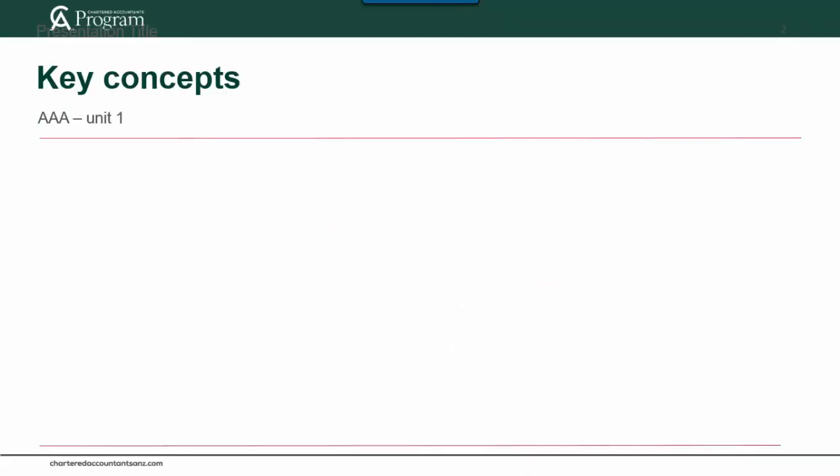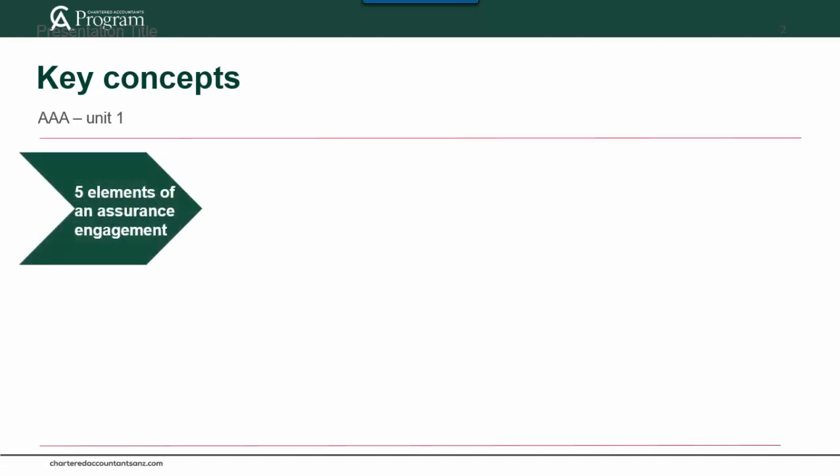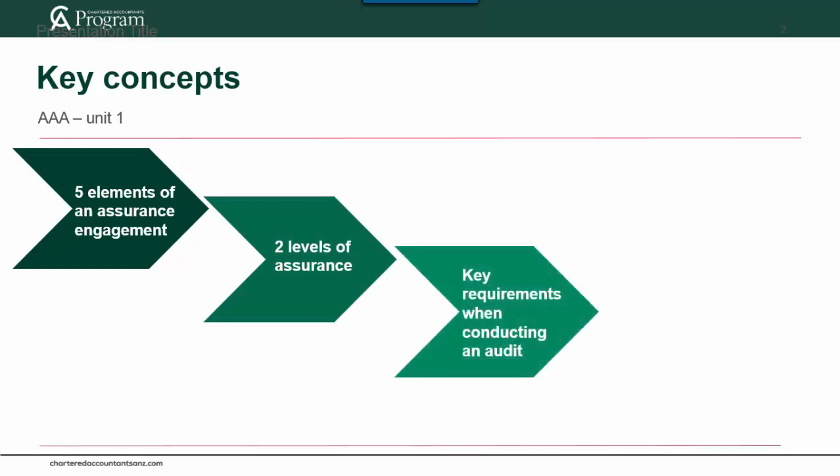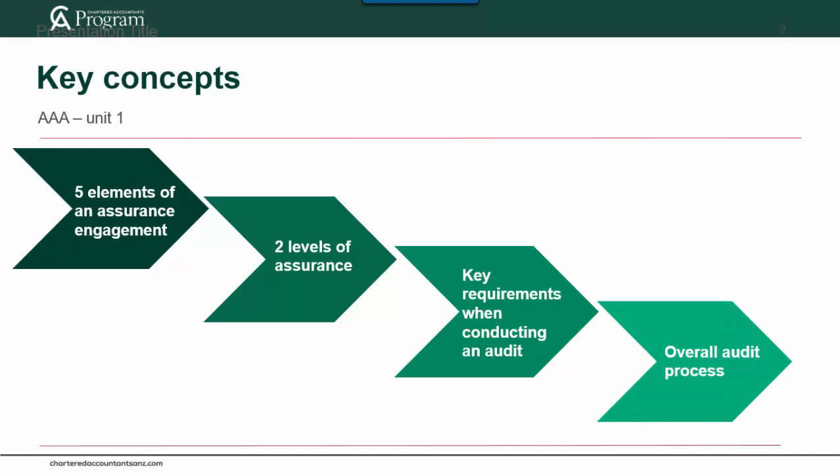Unit 1 covers the following key concepts in auditing: the 5 elements of an assurance engagement, the 2 levels of assurance, the key requirements when conducting an audit, and the overall audit process. We will constantly refer to these key concepts throughout the AAA module and build on them as you progress throughout the module. Let's now summarise each of these concepts for you.